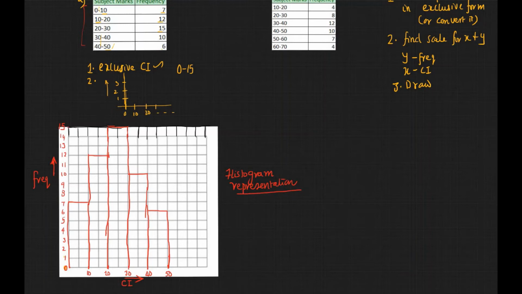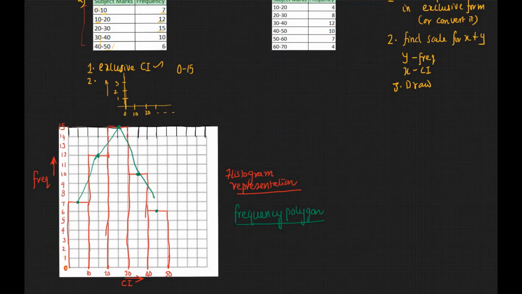Now from this histogram we can draw another kind of graph called the frequency polygon. For doing this, we need to mark the midpoints of each of these histogram blocks. So let's mark the midpoints of each of these blocks. This is the first one, second, third, fourth, and fifth. We connect all these dots using straight lines.